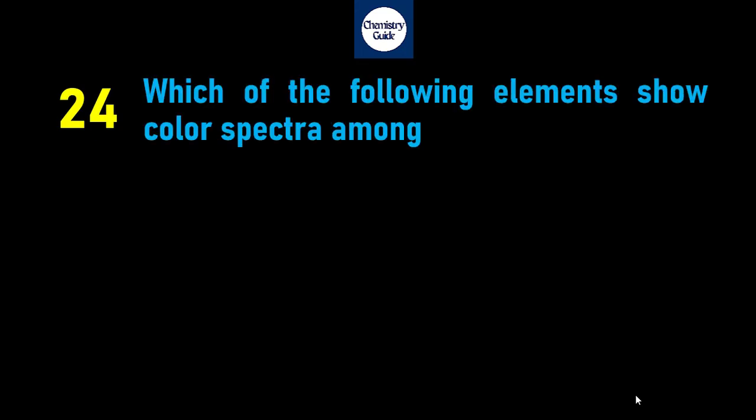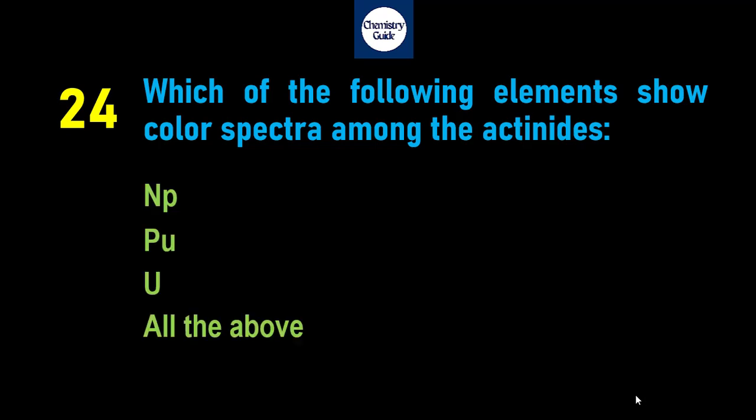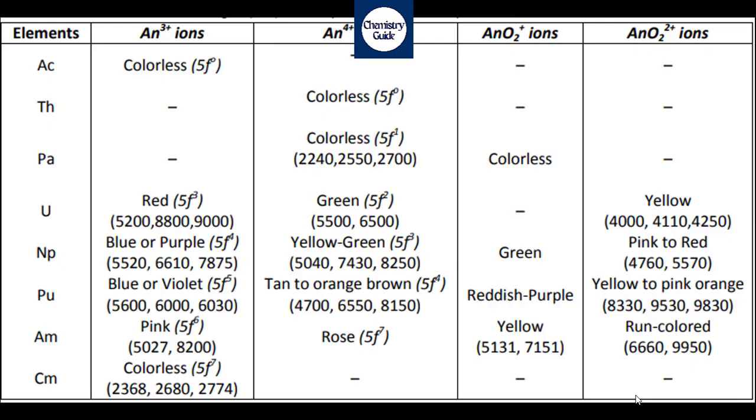MCQ number 24. Which of the following elements show color spectra among the actinides? Np, Pu, uranium, all the above. All the above elements show color spectra in the actinides, and the reason for this color is d-d transition. U, Np, and Pu all show color, while others don't. And we can observe the frequency at which they show color.